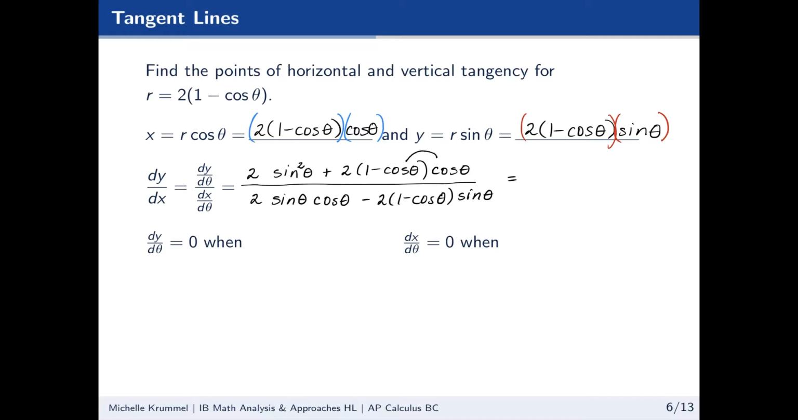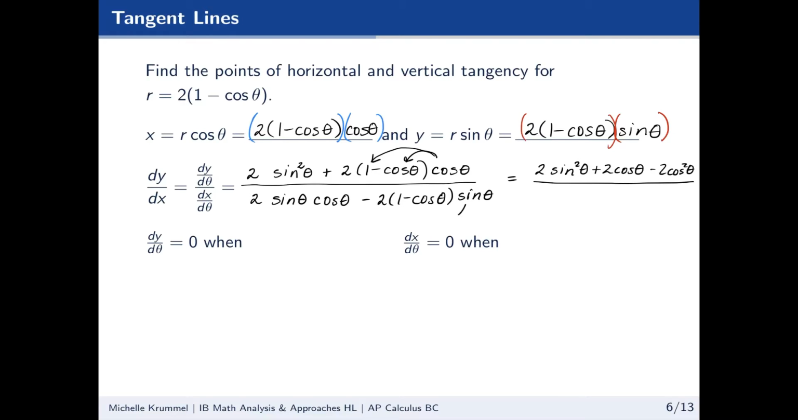I can distribute the cosine theta here and distribute the 2 at the same time. So the first term won't change, 2 sine squared theta. But then we have 2 cosine theta plus 2 cosine theta. And then minus cosine squared theta times 2. So minus 2 cosine squared theta.